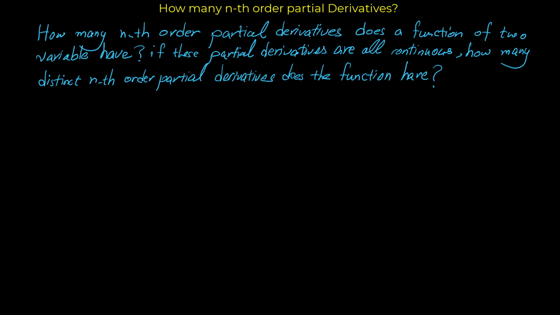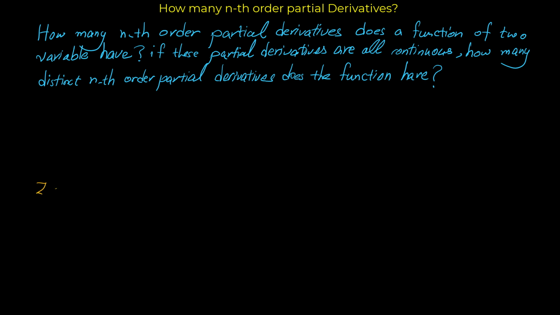In this video, we want to see how many nth order partial derivatives a function with two variables has, and if these partial derivatives are all continuous, how many distinct nth order partial derivatives the function has. Let's focus on the first part. How many nth order partial derivatives does a function of two variables have?